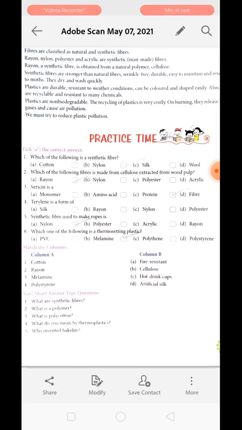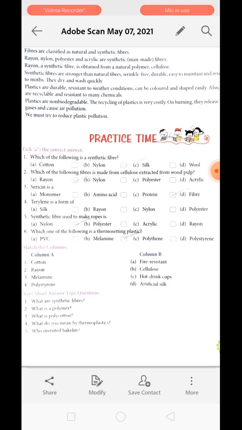Which of them is synthetic fiber? It is option B, nylon. Okay. Now second question, which of the following fiber is made from cellulose extracted from the wood pulp? It is rayon, also named as artificial silk. So option A is the correct answer, rayon.